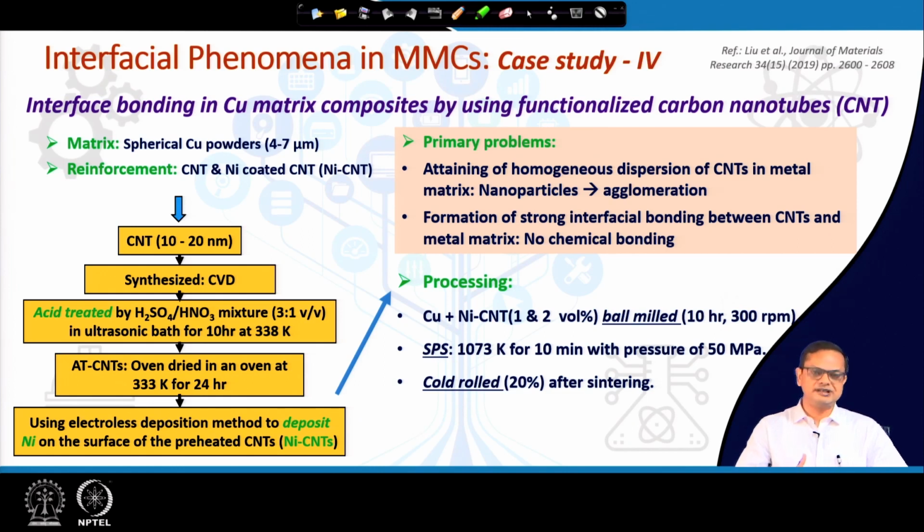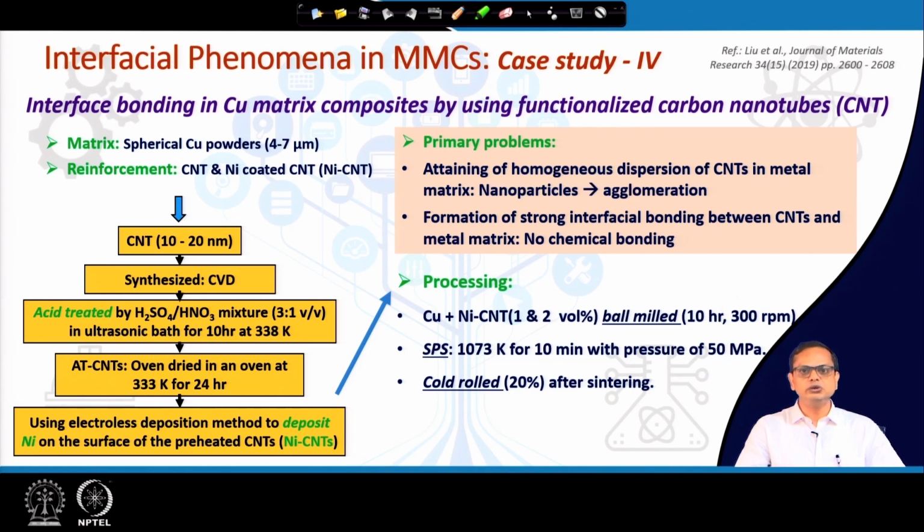And once the sintering by spark plasma sintering has been carried out on this powder mixture, the component has been further cold rolled to improve densification even more. Whatever porosities remain even after sintering, if you want to get rid of them, then you go for secondary processing. In this case, they have carried out cold rolling. So, the powder mixture of Cu particles and nickel-coated CNT particles has been mixed together by ball milling, then sintered by spark plasma sintering, and then subsequently cold rolled.